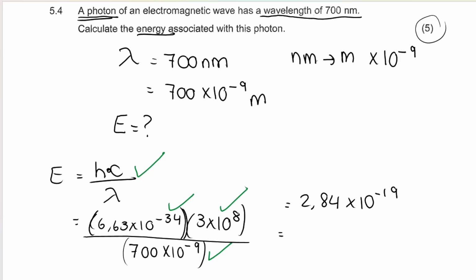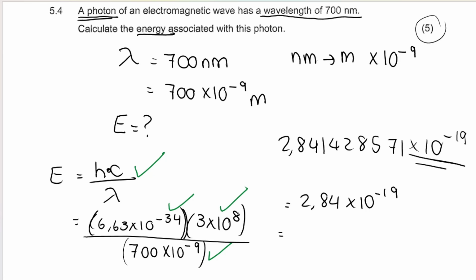And you type it just like that into your calculator, and this is what you get. My calculator actually says the following. It gives me this really long number times 10 to the negative 19. Some of my students ask me, ma'am, must you include that part?